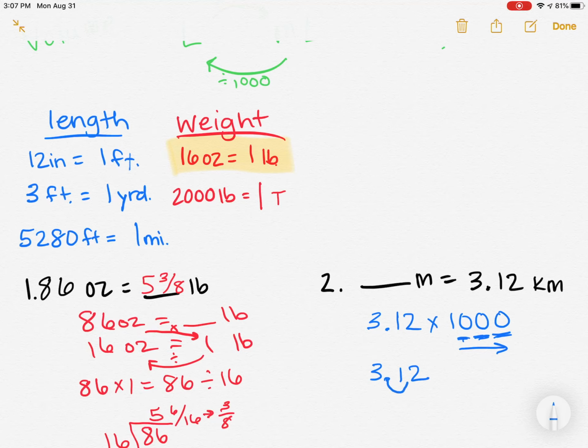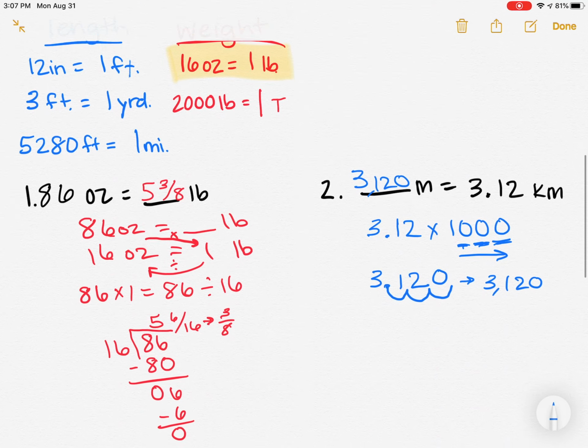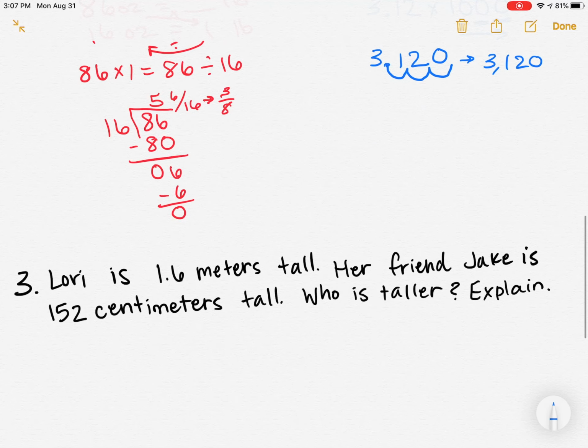So 3.12 to the right 1, 2, 3 spaces. Put a 0 in that placeholder. And you get 3,120. Our answer is 3,120 meters is equal to 3.12 kilometers.